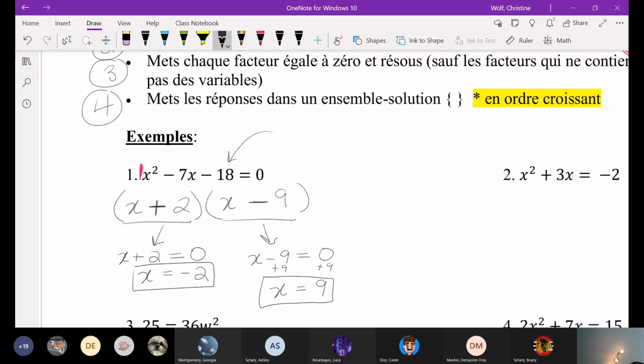So that's what I mean by there could be more than one answer here, okay? Et la réponse, enfin, c'est dans un ensemble de solutions en ordre numérique. We just put a comma between the two. Et voilà, c'est fini. Okay? So those are the answers for X. If we were to plug one of those guys into that equation where we see an X, the equation would balance out.